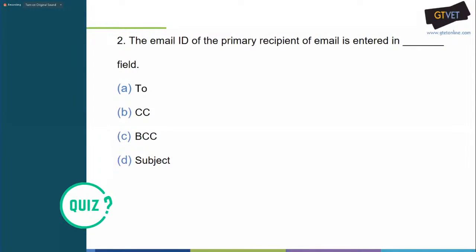Okay, the email ID of the primary recipient of the mail is entered in the dash field. Whenever we write an email ID, whenever you want to send to someone, where do we write the recipient mail address? Where should we write the recipient mail ID? To, CC, BCC, or subject.